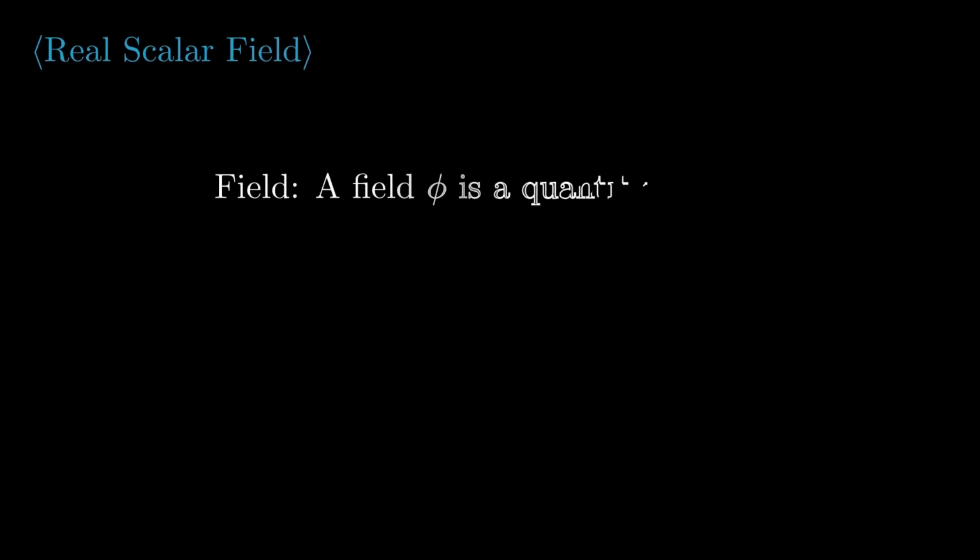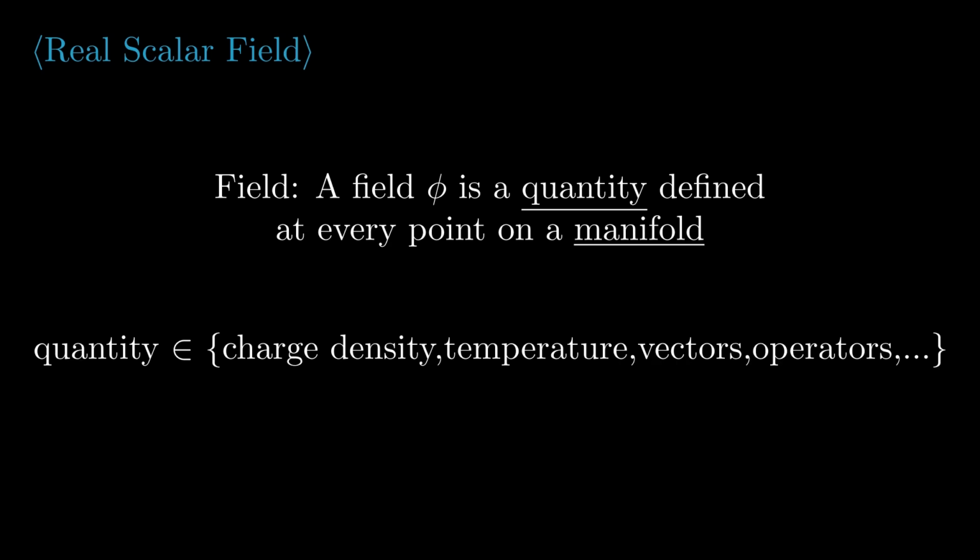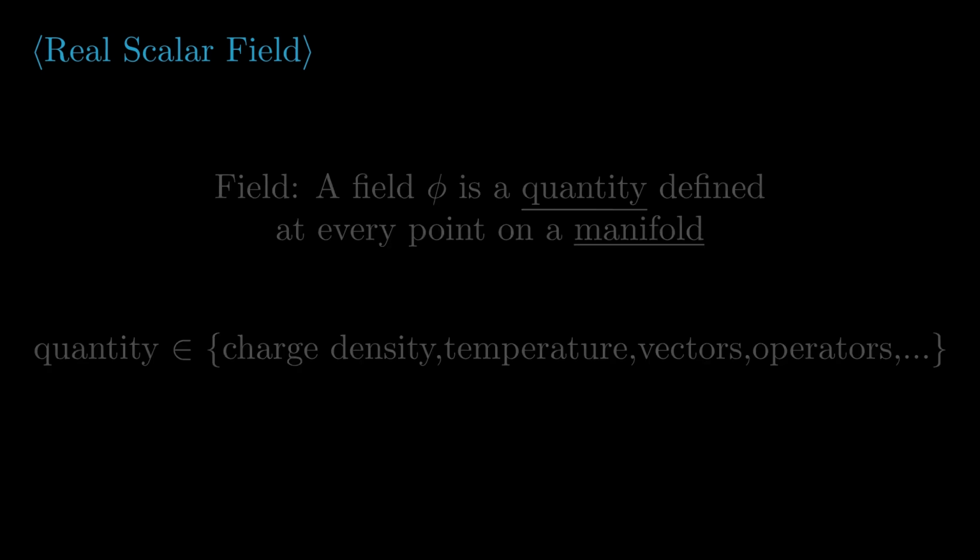We are going to model our field by a real scalar field. What exactly is a field? A field is a quantity at every point on a manifold. The quantities can include things like charge density, temperature, etc. And the manifold is often space or spacetime. The field that we are going to consider is a real scalar field over spacetime, which evolves with the following equation called the Klein-Gordon equation.